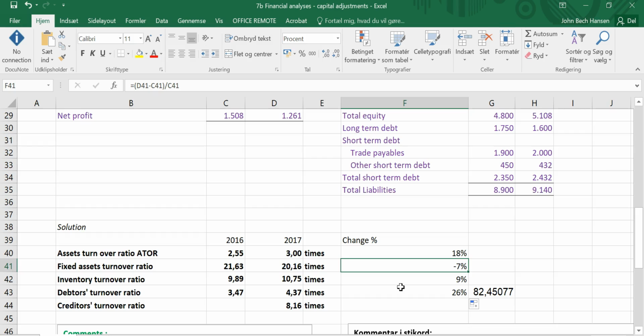Okay, so this was about measuring how good a company is at using capital in an effective way using these key ratios.